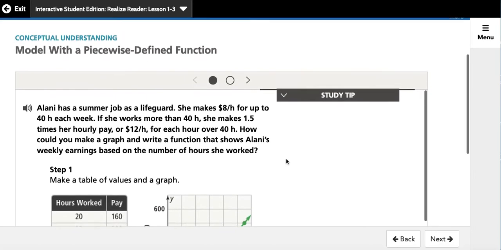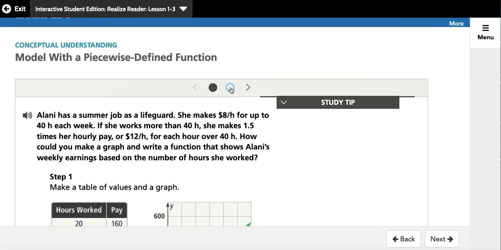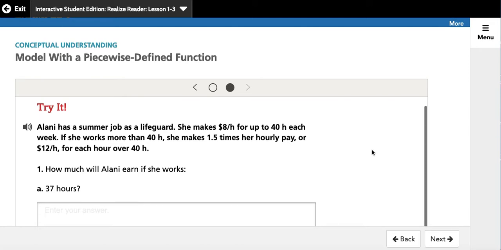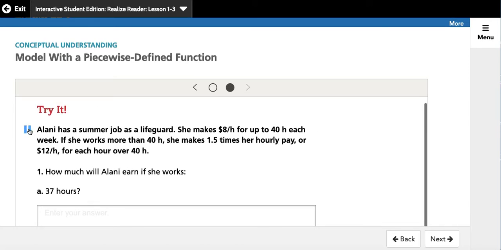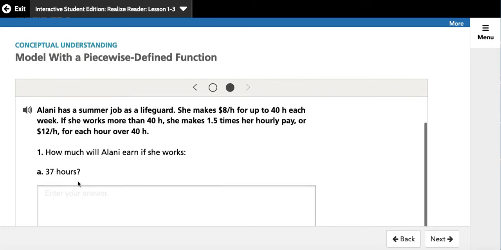Let's see, do they have another example for us? Nope, they're going to have us jump right into doing a problem. Alani has a summer job as a lifeguard. She makes $8 per hour for up to 40 hours each week. If she works more than 40 hours, she makes 1 5/10 times her hourly pay, or $12 per hour, for each hour over 40 hours. Part A. How much will Alani earn if she works 37 hours? Okay, I didn't realize it was going to be the same problem. I wouldn't have played that. I apologize.